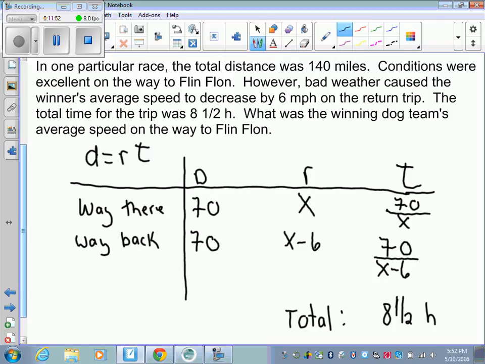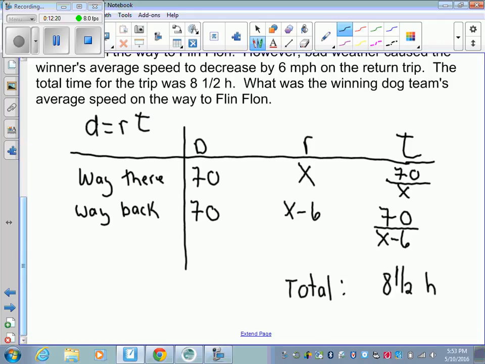8.5 hours. So, in other words, the way there and the way back equaled 8.5 hours. What should I do? What operation? When I say the way there and the way back was 8.5 hours, that little word "and" should be cluing you in. Plus, we're adding those two.